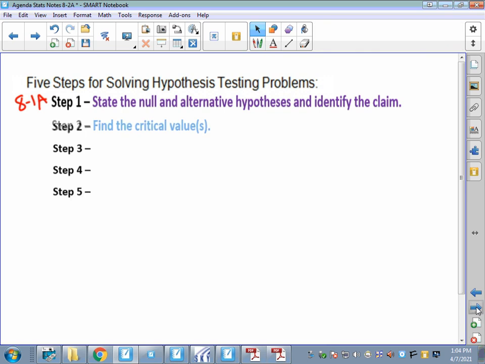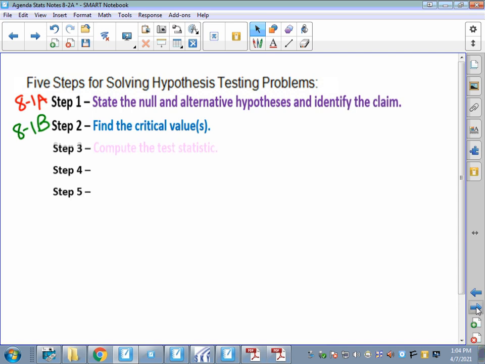Step 2, we're going to find our critical value. That was what we did in the last section, in 8.1b. Right? We talked about jumping into the z table. We need to know if it's one-tailed or two-tailed. So is it alpha or alpha over 2? All those kinds of things.